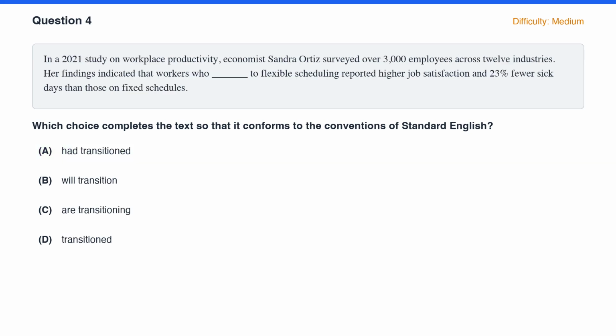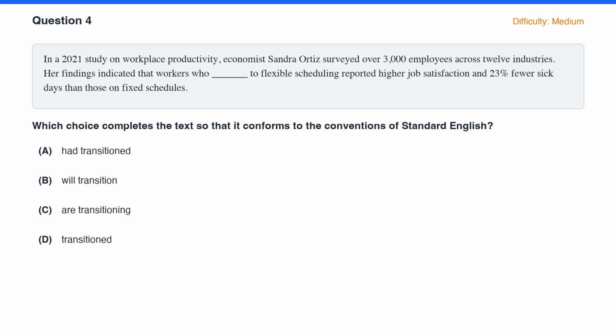Workplace productivity study from 2021. The key: workers transitioned to flexible scheduling. Then, the study measured their satisfaction. Two past events, which happened first? A says had transitioned, past perfect. The transition happened before the study results. First event gets had.